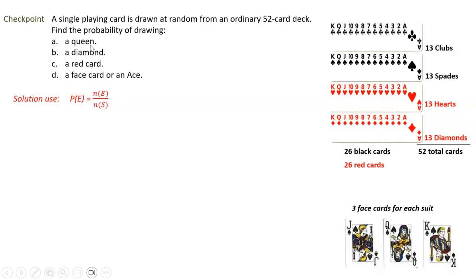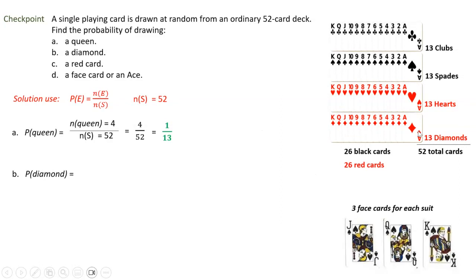A queen is drawn at random. So the sample space is 52, like I mentioned earlier. How many queens are there? There's 4, right? Because there's 4 suits. There's 1 in each suit, so it's going to be 4. So 4 over 52, the answer will be 1 over 13, right? You simplify.